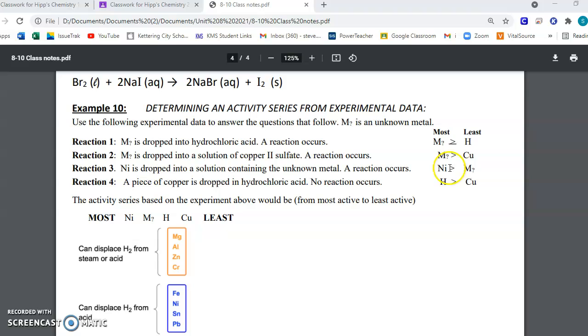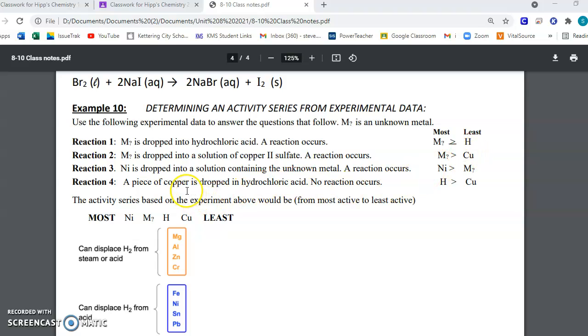So we have nickel more active than the metal, and we have the metal more active than both hydrogen and copper. What we don't know is, is copper more active than hydrogen? So if we're coming up with an activity series, most active is nickel, next most active is the unknown metal, and then the unknown metal reacted with both copper and hydrogen ions, but we haven't determined if copper or hydrogen is more active if we're trying to establish an activity series.